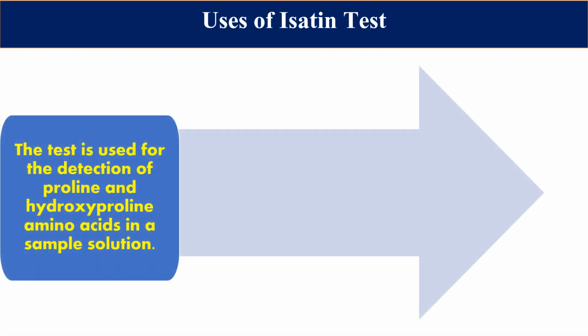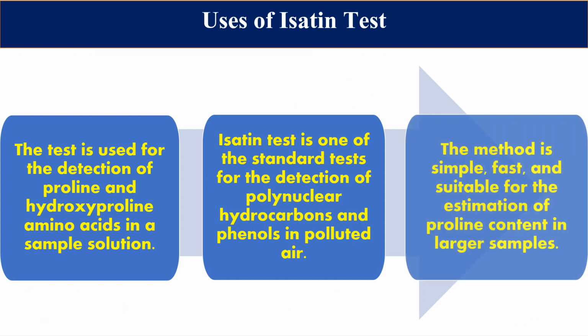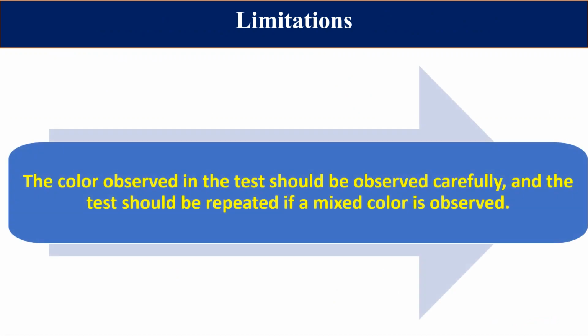Again, if you look at the usage of this test, there are two specific uses. The test is used for the detection of proline and hydroxyproline in the test sample, and the Isatin test is one of the standard tests for the detection of polynuclear hydrocarbons and phenol in polluted air. The method is simple, fast, and suitable for the estimation of proline content in larger samples. Also, this test can be used as a qualitative as well as quantitative test for proline and hydroxyproline or any other amino acids. There are certain limitations: the color observed in the test should be observed carefully, and the test should be repeated if a mixed color is observed during any of the tests. So these are the limitations.